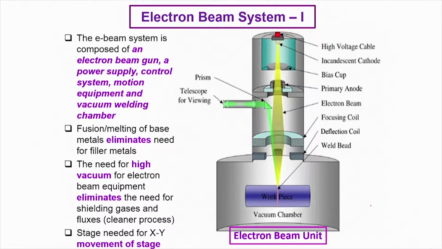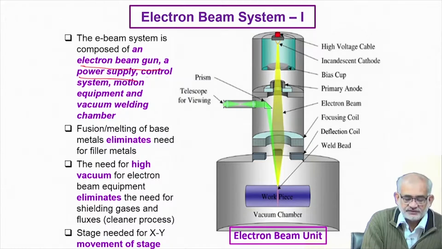You have seen this view graph in the previous lecture. Essentially, these are the constructional features. We have an electron beam gun. We have a power supply which applies very high negative potential difference to give kinetic energy to the electrons. We need a control system, a sample manipulation stage, and of course a very high vacuum chamber.